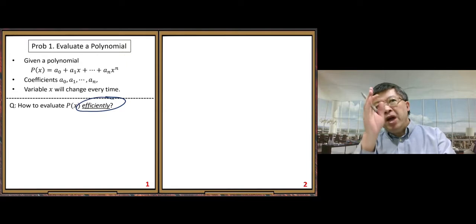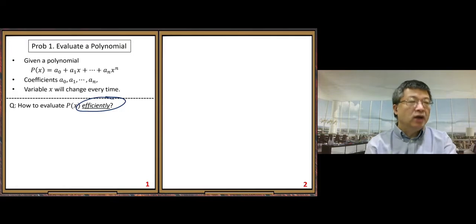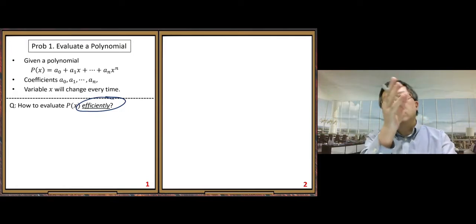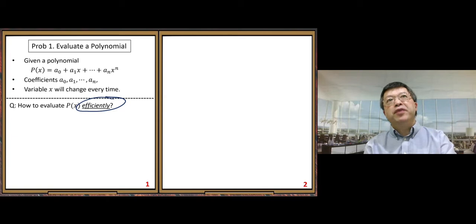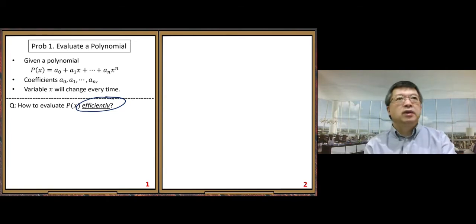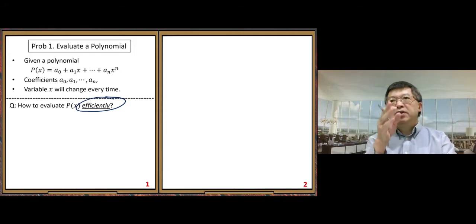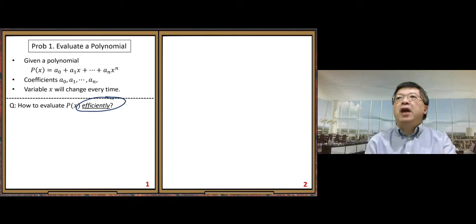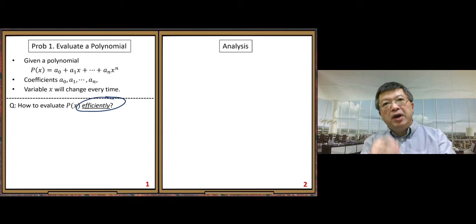So here, the main point is efficiently. I know you can evaluate it. Everyone can evaluate it correctly, right? So you get a correct answer, but you may not evaluate it efficiently. So in this part, B.1, and the remaining parts, we will try to find the best way to evaluate a polynomial. All right, so let us do some analysis.